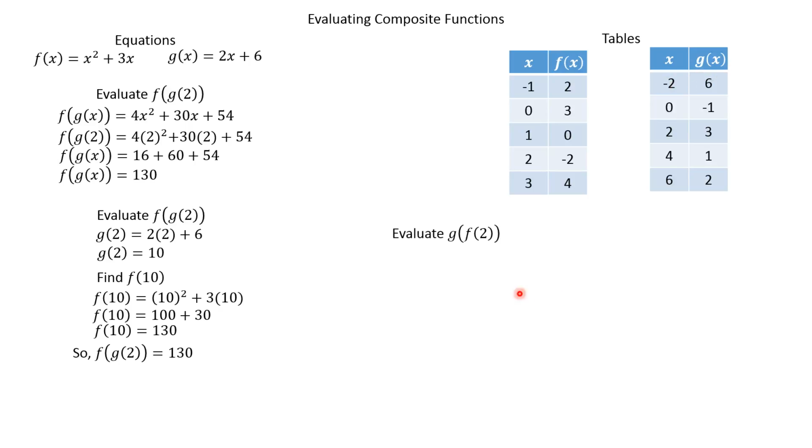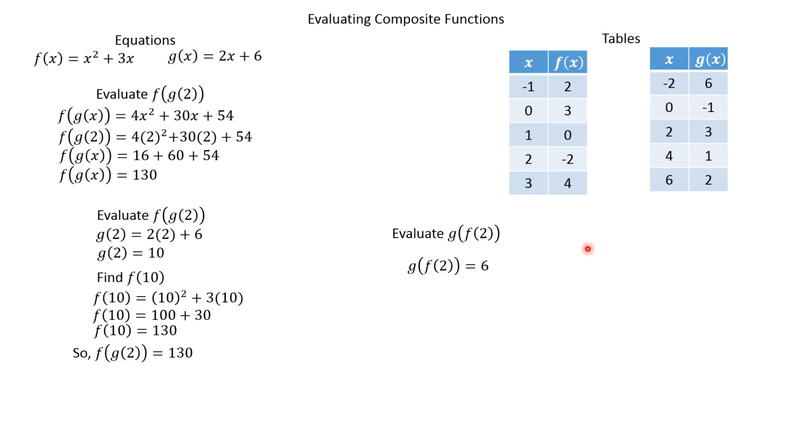So we're going to start. Let's find g of f of 2. So we start out with f of 2. We start out with the inside. That's our entry point, f of 2, which is right here, 2. So negative 2 is f of 2. And then we're going to plug negative 2 into the g equation to get 6. So we start out with the inside. We plug that into the other one to get our answer. So g of f of 2 equals 6.